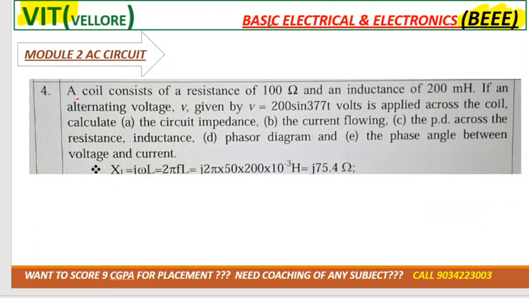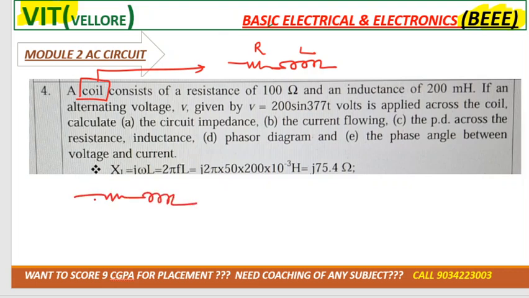They said, first of all, coil. Whenever they say coil, it means the combination of R and L, nothing else. Okay, coil means R and L. So whenever they say coil, draw the diagram of a coil, that is R and L. The R value they have given as 100 ohm and the L value as 200 millihenry, that is 200 into 10 raised to power minus 3.